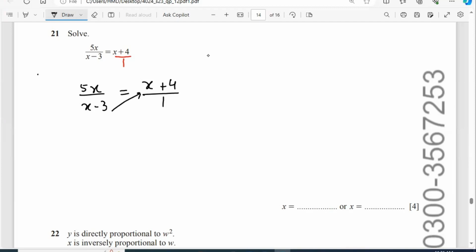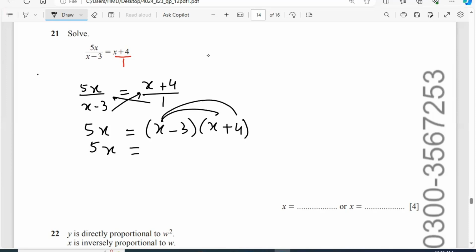Now cross multiplication. So 5x equals x minus 3 times x plus 4. Now multiply. After expanding, x times x is x square, x times 4 is plus 4x, then minus 3x, and then minus 3 multiplied by 4 is minus 12. So it will be 5x equals x square plus x minus 12.